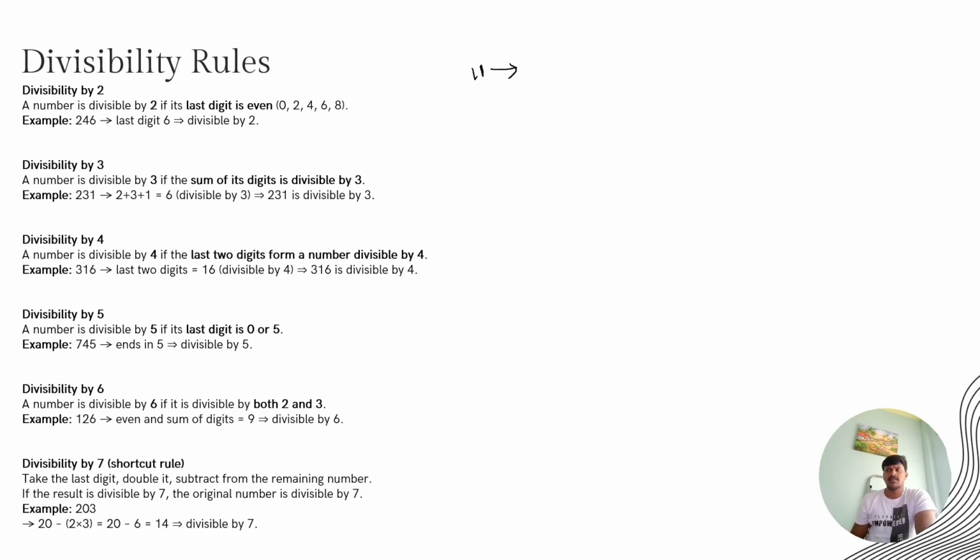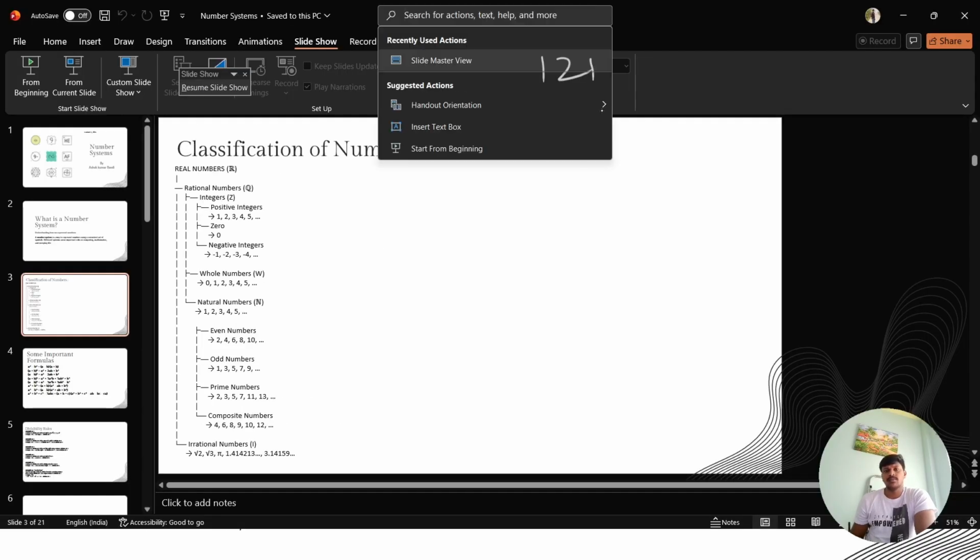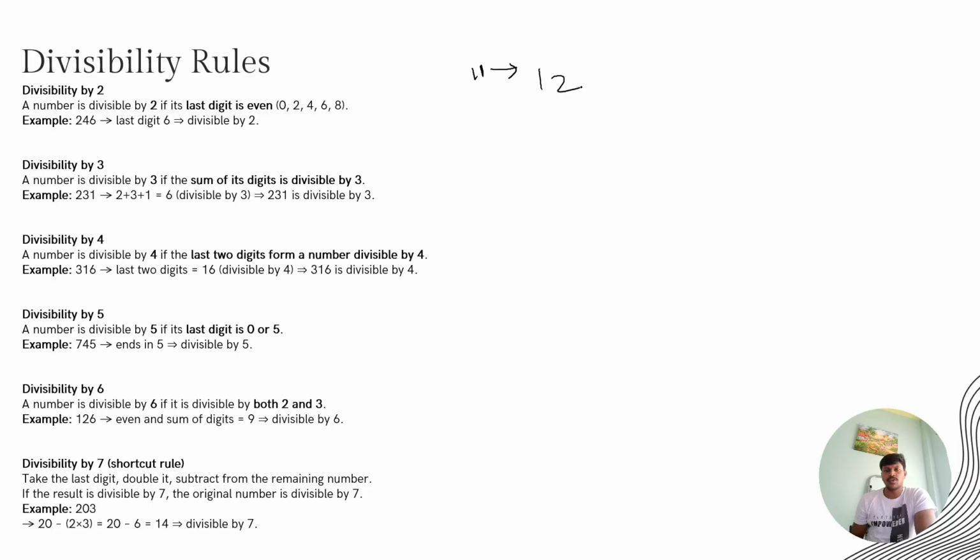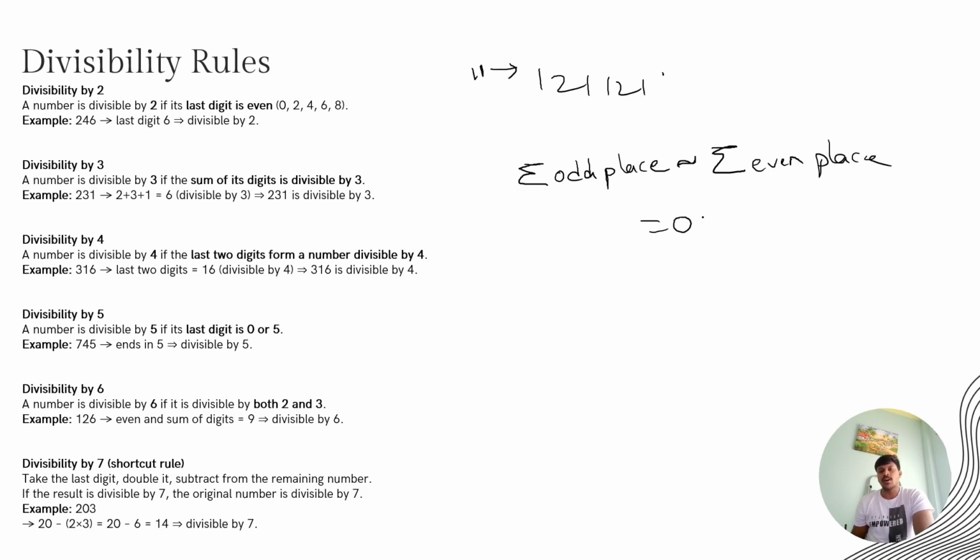11 is kind of a simple one. See here, 121. I want to check whether this number is divisible by 11 or not. The rule for 11 is very simple. Add all the odd place numbers. Add all the even place numbers. If the difference between them is 0 or some multiple of 11, like 11, 22, 33, then that number will be divisible by 11. What is meant by that?